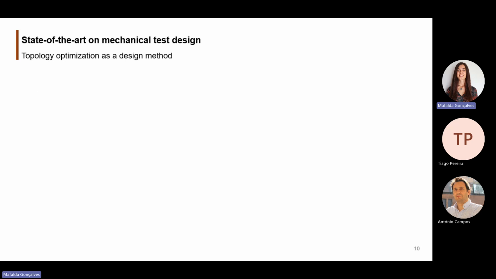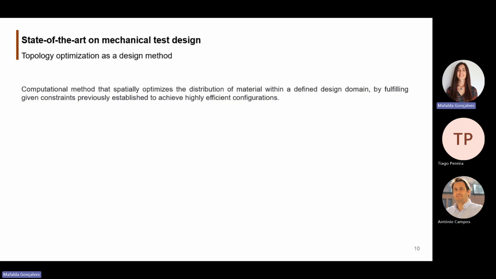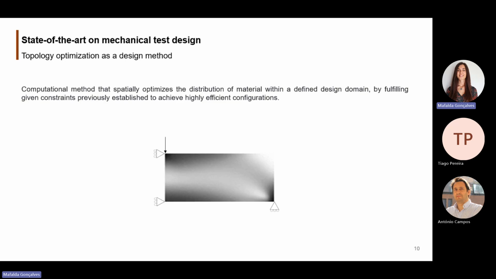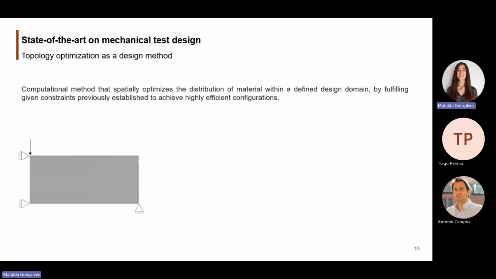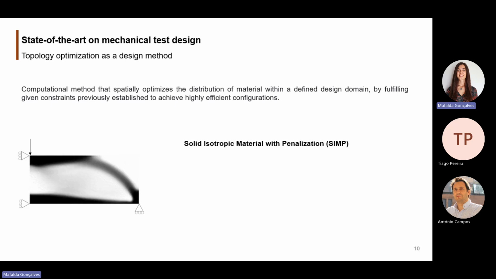And for that, topology optimization is widely applied in structural mechanics and consists in a computational method that optimizes the distribution of material within a defined design domain by fulfilling given constraints previously established to achieve highly efficient configurations that are often beyond the reach of intuitive design. And there are a lot of methodologies to topologically optimize structures, but the most used ones are density-based methods, particularly the solid isotropic material with penalization.